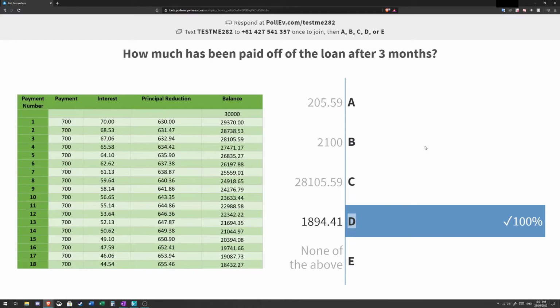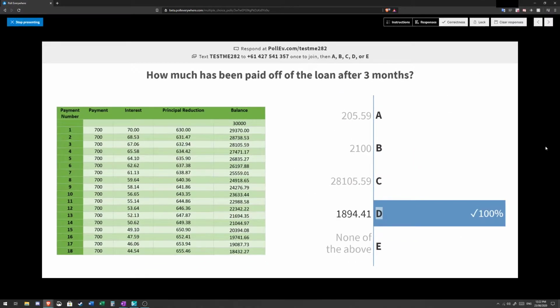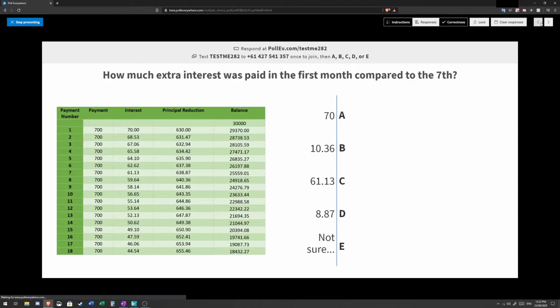Great work. So again, this is how much has been paid off of the loan after 3 months. We have our $30,000, which is where we start the loan, and we look at where we are at 3 months. So we take away our $28,105.59. Oh, and I've not hit zero. Exactly right. $1,894.41. Okay, so I think then we'll keep moving.